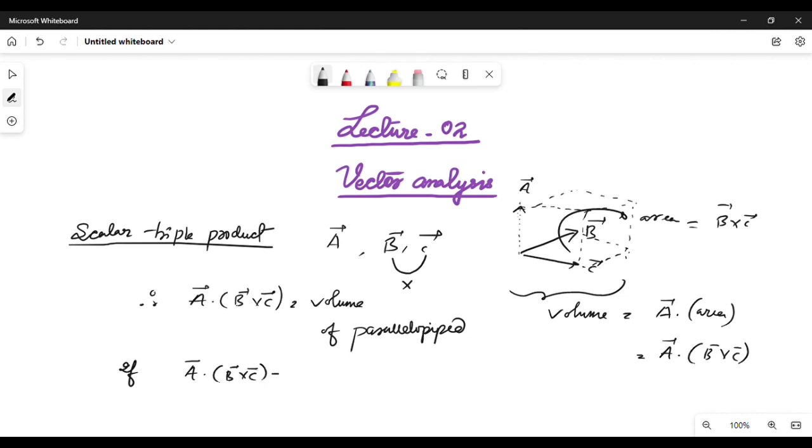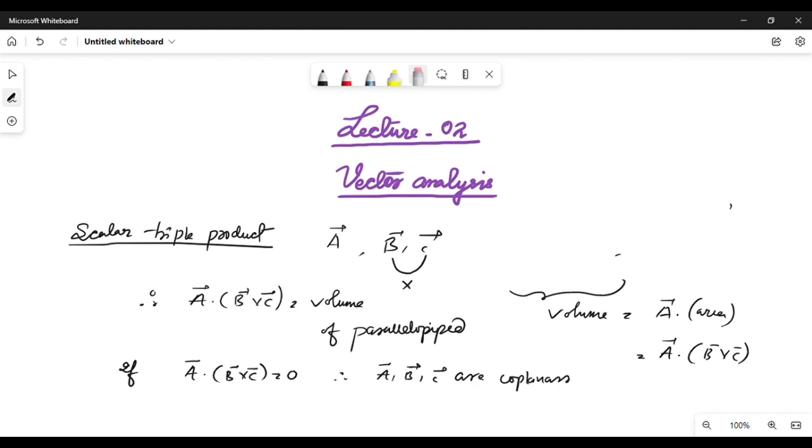Then there is also a property: if A dot B cross C is equal to 0, then the three vectors A, B, and C are coplanar. That means they lie in a single plane. Now I can make you visualize what coplanar means. Suppose three vectors are coplanar. What does it signify? You may pause the video and write it down.